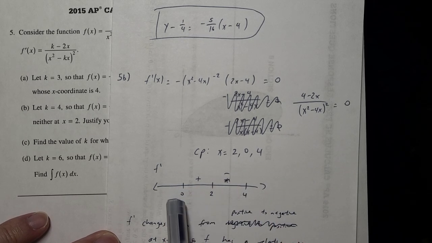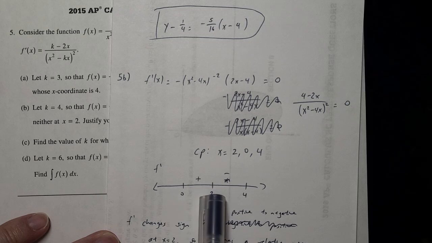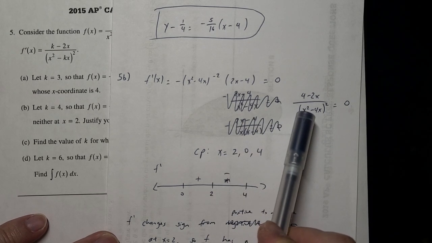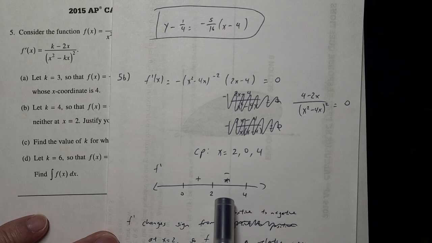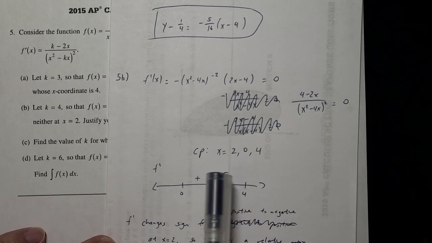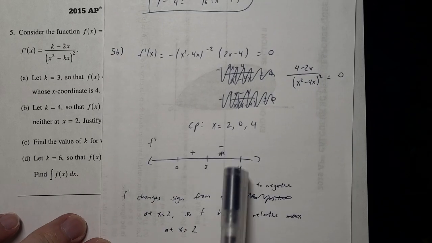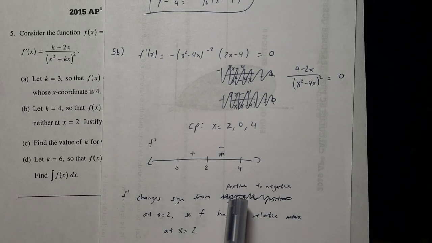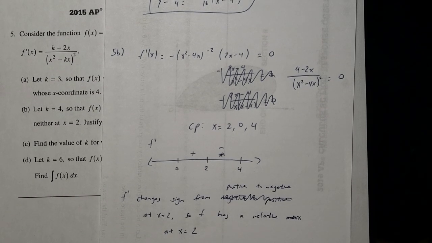Okay, so in this interval from 0 to 2, or intervals to test, you can plug in like x is equal to 1 into here. Is f prime positive or negative? It's positive. We plug in like x is 3 into f prime. Is f prime positive or negative? It's negative. So since f prime changed from positive to negative at x is equal to 2, f has a relative max at x is equal to 2. You have to say that it changed sign from positive to negative, which means it's a max.